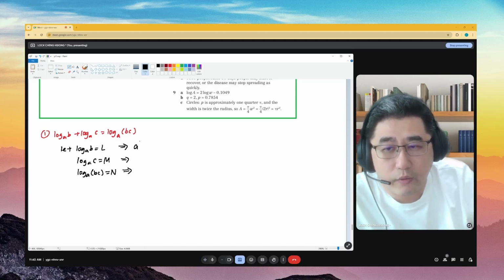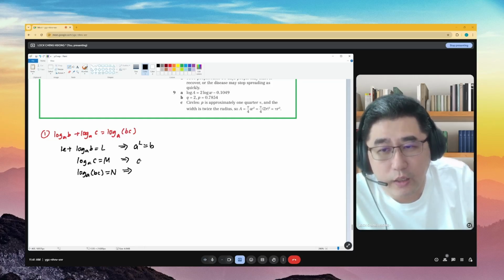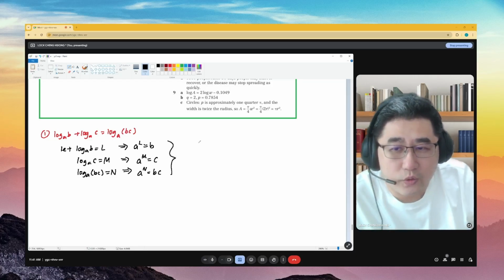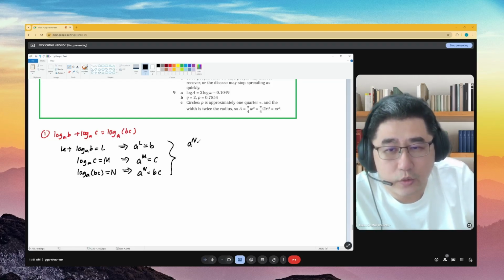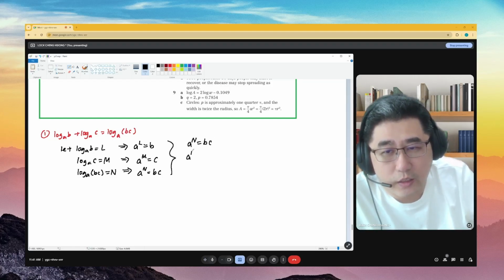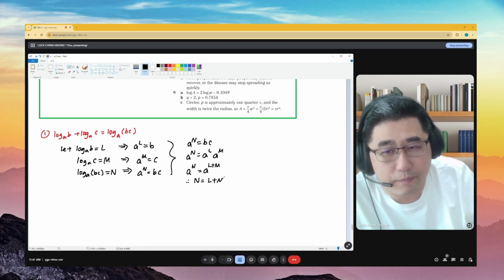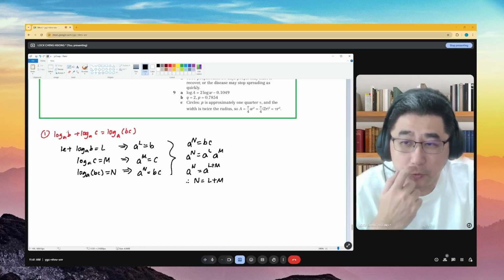So I have a^L equals b, a^M equals c, then I have a^N equals bc. With these three items together, from the line a^N equals bc, b is a^L and c is a^M. Again, according to the indices rule, we have a^(L+M). You will see that N equals L plus M. So therefore, the rule is true.